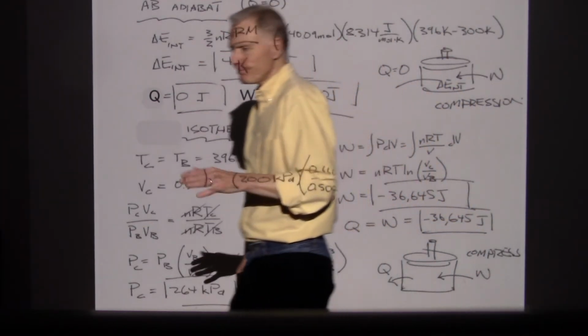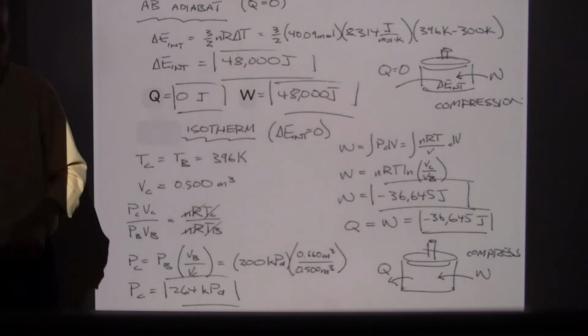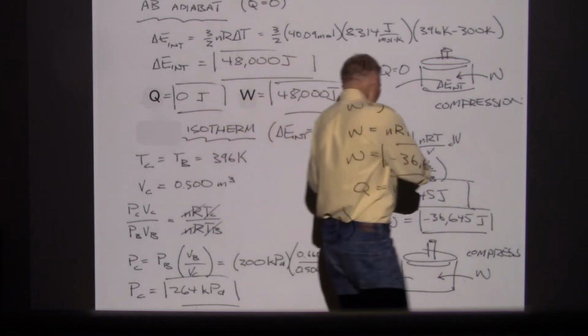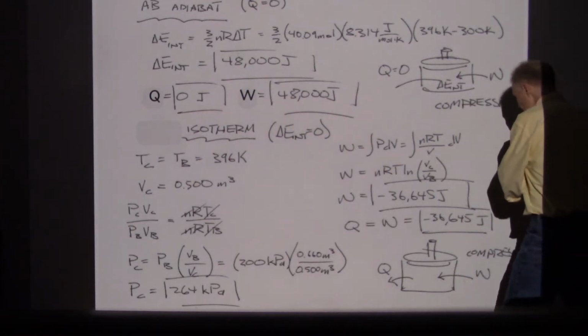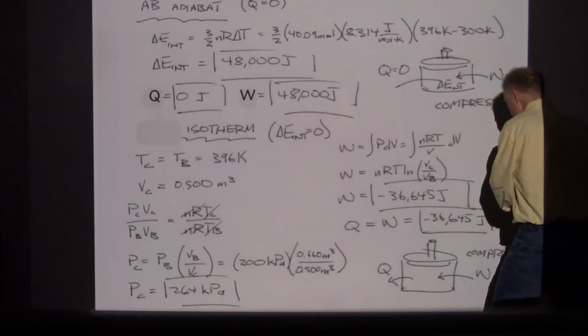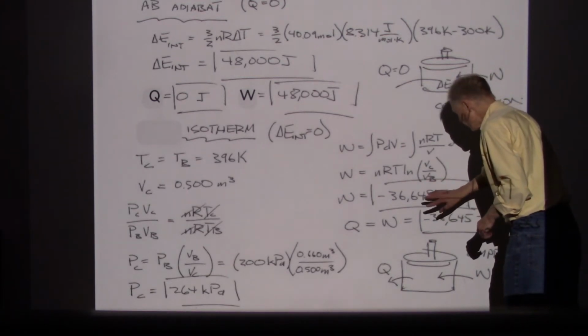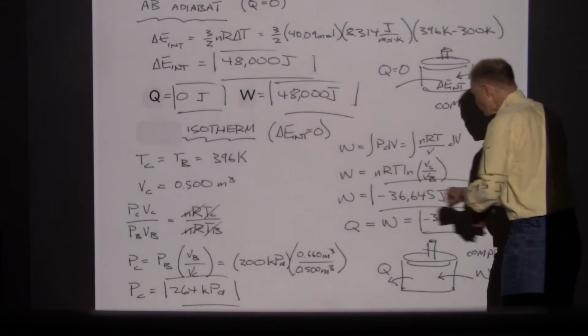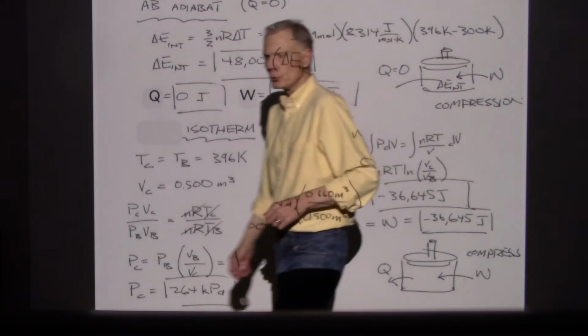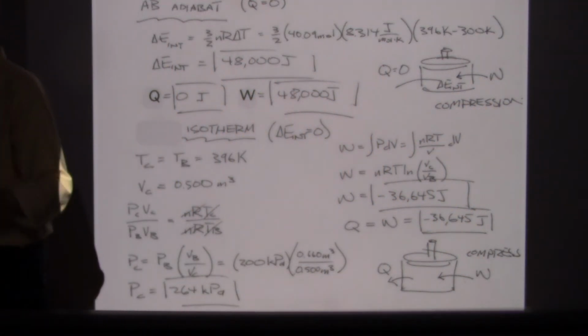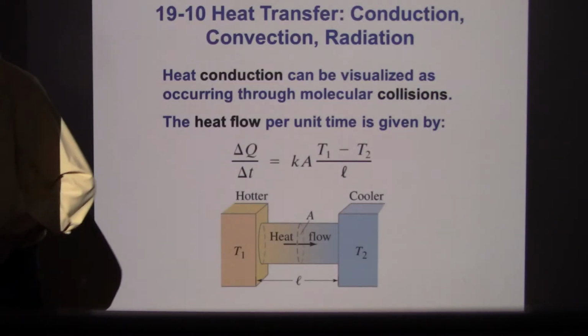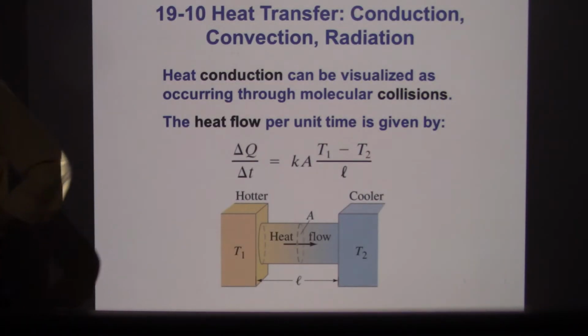So that says it all. But it doesn't quite say it all. So in the isothermal case, the compression brings in 36,000 joules, but then we lose the 36,000 joules due to heat loss. So whatever energy came in through work is lost through heat. All right. Now let's move on.